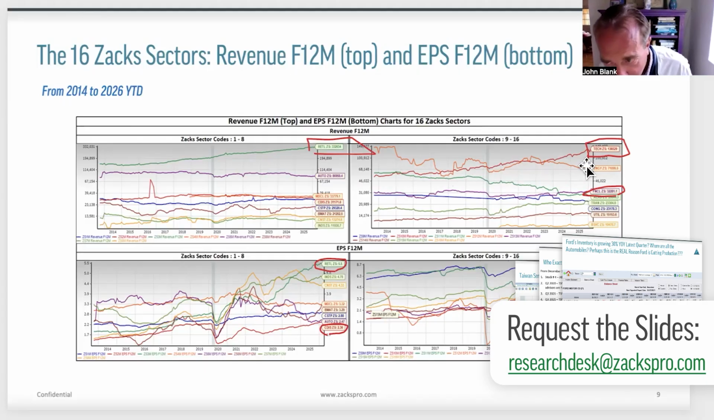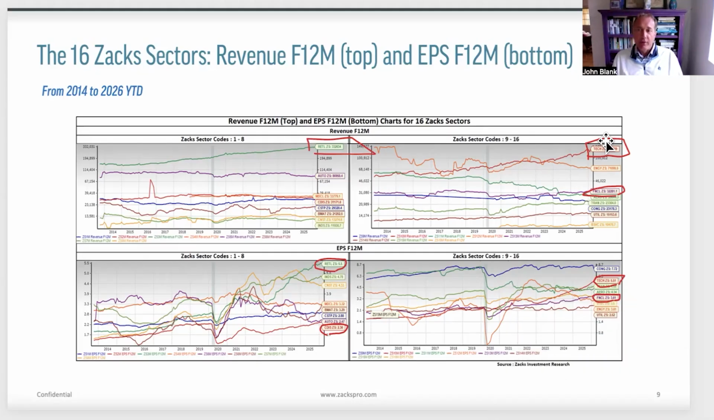Tech is leading the way and has increasingly strengthened since 2022, when AI began with ChatGPT. You can see that right here. Tech and retail are leading the way and are spaces you want to find names in.